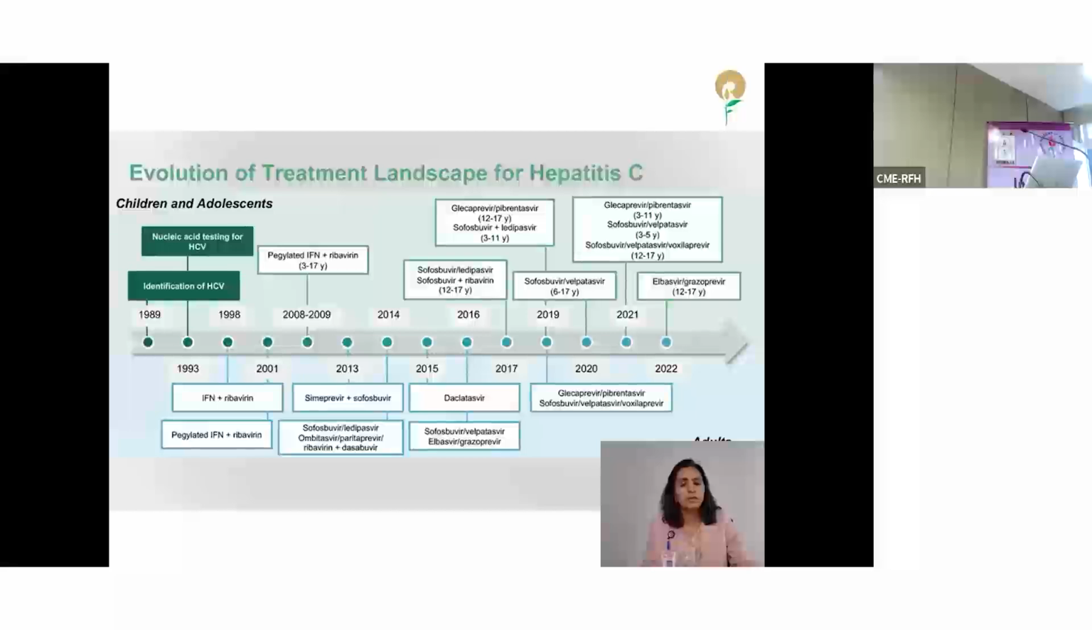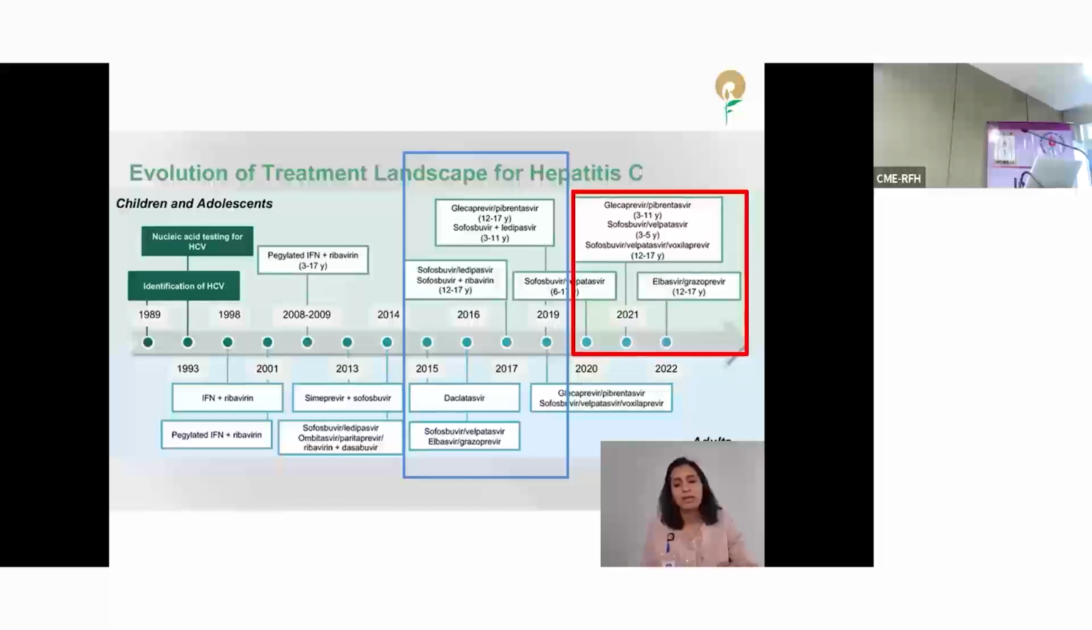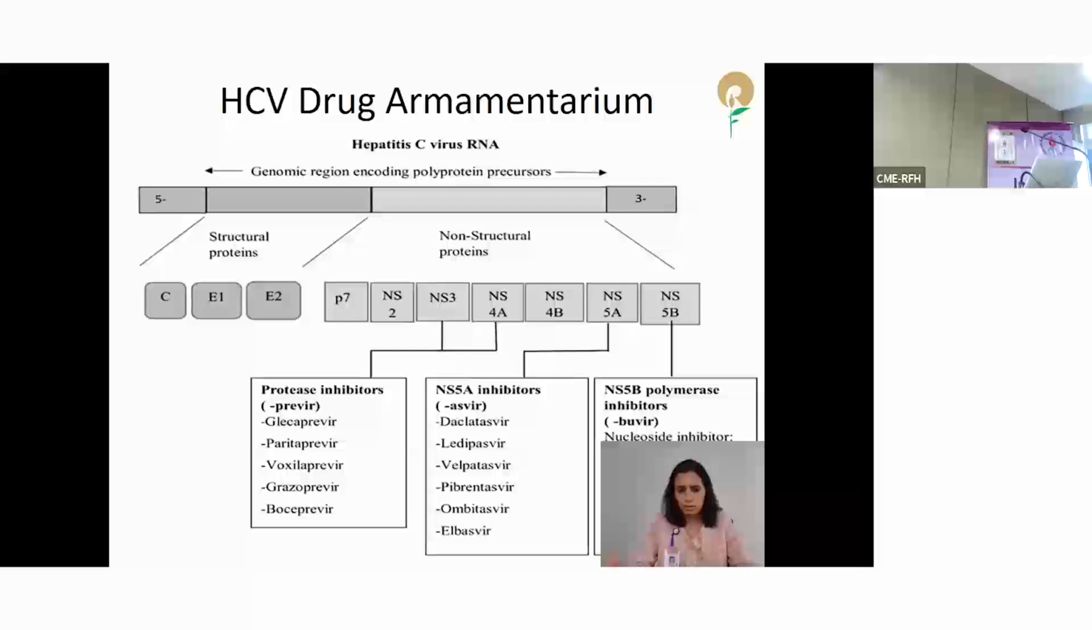The beautiful thing is the evolution and treatment of hepatitis C has been lovely, and in the last 5 to 6 years, it has really changed the landscape. We had started the FDA approvals and the European Medicines Agency approvals for directly acting antivirals for these children from the year 2016, and the major boom came when they were approved for children as young as 3 years. So now we have an armamentarium of drugs which are used for children for hepatitis C starting at 3 years of age, which has changed the entire scenario.